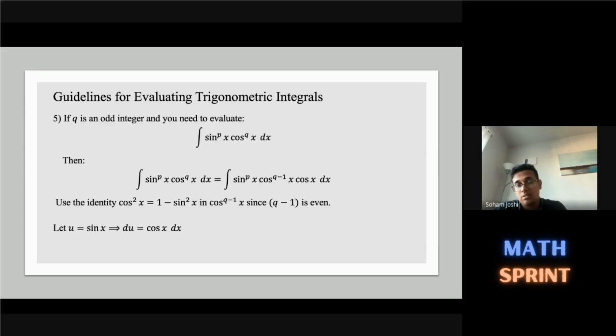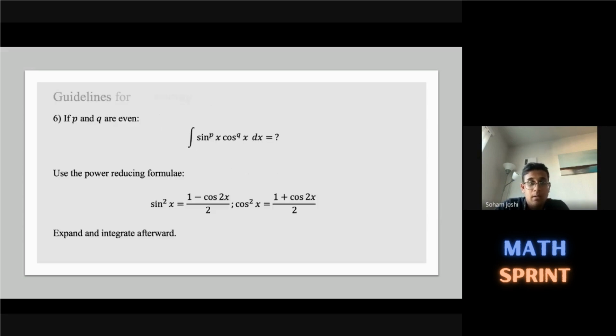Then we use the method of substitution, also called u substitution, and here our temporary variable u will be equal to sin x, and du will be equal to cos x dx, and we perform u substitution. But now here's a special case. Suppose p and q are both even. We use the power reducing formula. sin²x = (1 − cos 2x)/2. cos²x = (1 + cos 2x)/2. And after that, we just expand accordingly and integrate afterward using the appropriate methods. It can be u substitution or integration by parts.